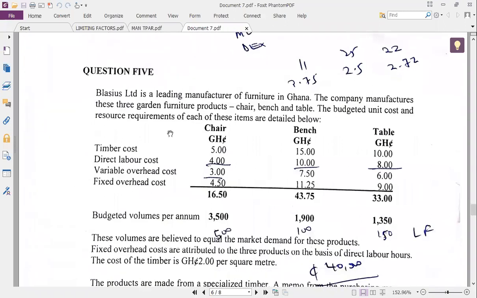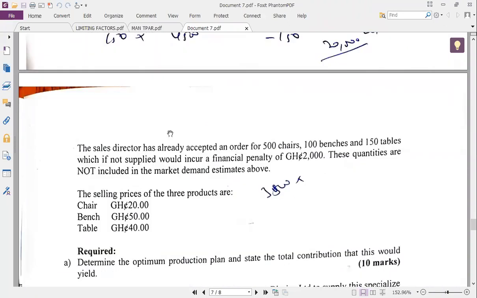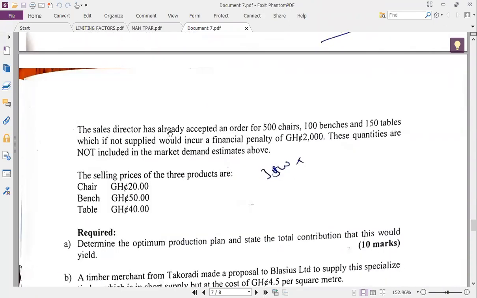Great. So they are here. You can see writing up. Good. So this is the question. A, determine the optimum production plan and state the total contribution that this would yield. Good. Then that's for 10 marks.